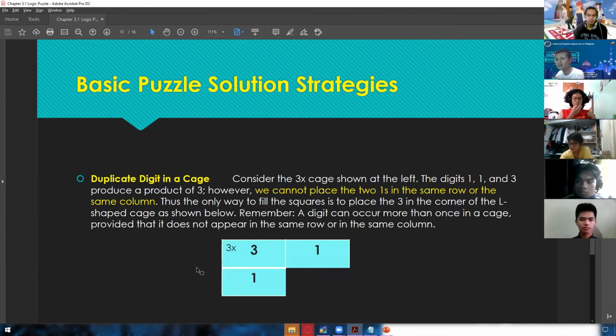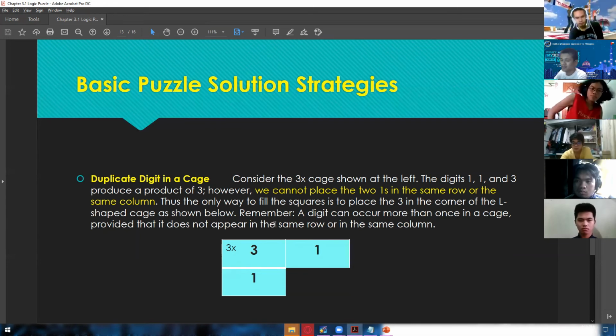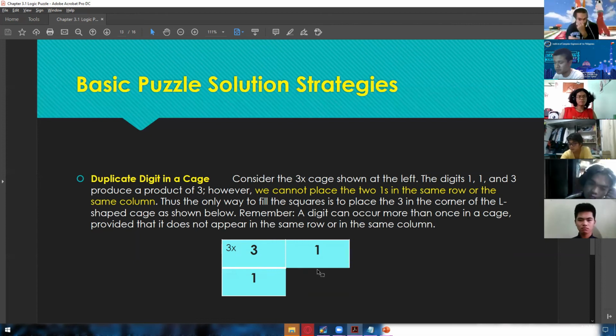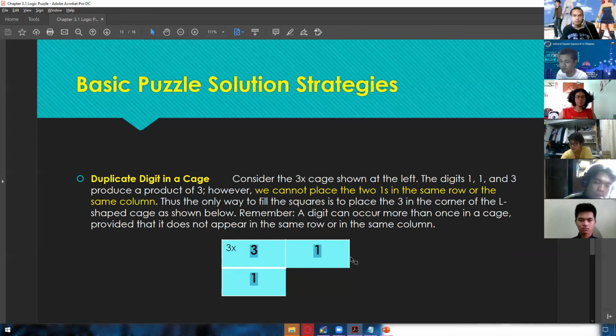Okay. So duplicate digit in a cage. This is also possible as long as, again, they are not in the same row or column. So like 3x, we can duplicate, of course, a 1. So 1, 3, 1. Okay, so this is actually the correct arrangement already. If we have this 3x right here, there is no other combination of numbers that you'll come up with for this 3 right here.